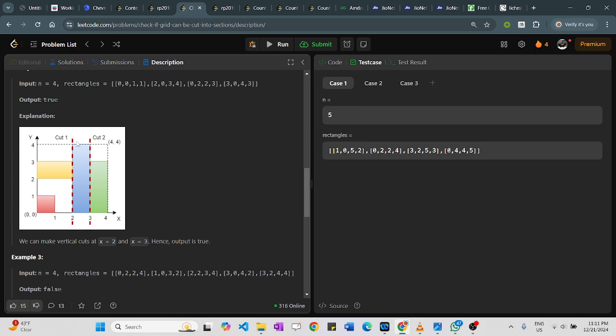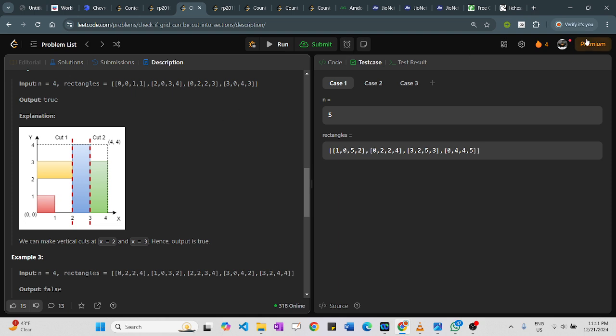If we partition the grid in this way, then every partition consists of at least one rectangle. So these are the conditions, and this is the question. If you are able to divide the grid into three parts and every part consists of a rectangle, then you are okay, and you will have to return true. Otherwise, you are not okay, and in that case you will have to return false.